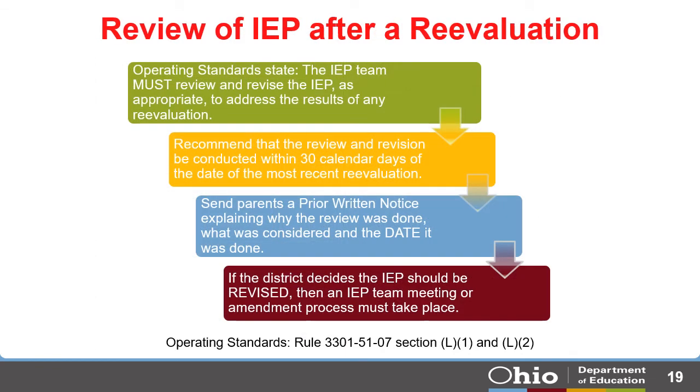The language in the operating standards for the development, review, and revision of the IEP state that the IEP team must review and revise the IEP as appropriate to address the results of any re-evaluation. The rule does not define a specific time frame for completing this review and revision as appropriate of the IEP after a re-evaluation. However, OEC guidance, founded upon continuous practice over many years, recommends that this review and revision be conducted within 30 calendar days of the date of the most recent re-evaluation, and this would include sending a prior written notice, PR01, to the parents explaining why the review was done, what was considered in this IEP review, and the date it was done.